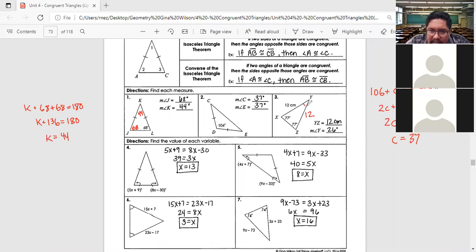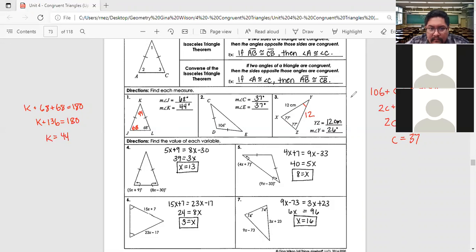And lastly, they want us to find the measure of angle Y, which is pretty easy, because 77 plus 77 would be 154. And I just have to see how much is left over from 180. So 154 subtracted from 180 would be 26 degrees, which they have right here. So not bad.